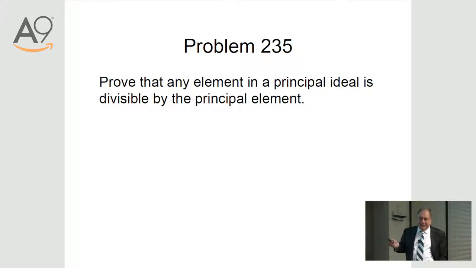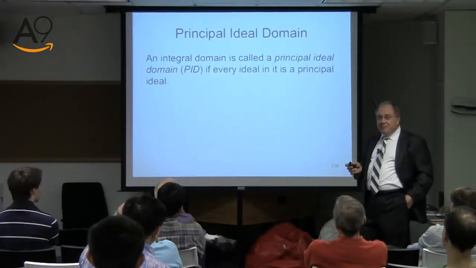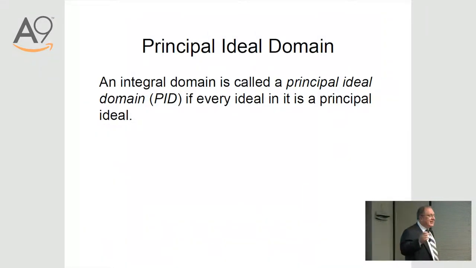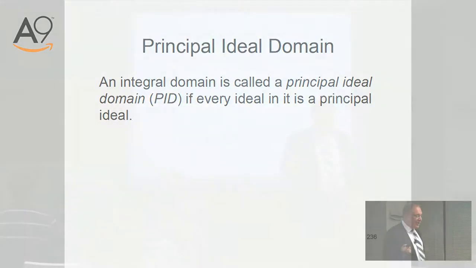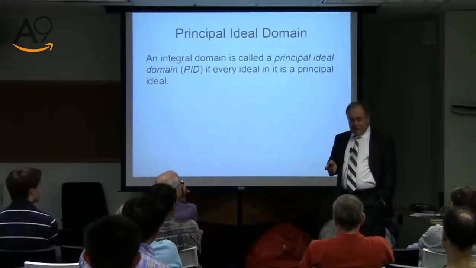Okay, this is like trivial. But if everything is generated by this element, then everything is divisible. You have to think. One second. So what is a principal ideal domain? And you're going to see it in many algebra books. People say PID, and that's how you show that you are somebody or other. You say PID, you know. And people who talk about PIDs will also talk about UFD, unique factorization domain, and even about ED, Euclidean domains.